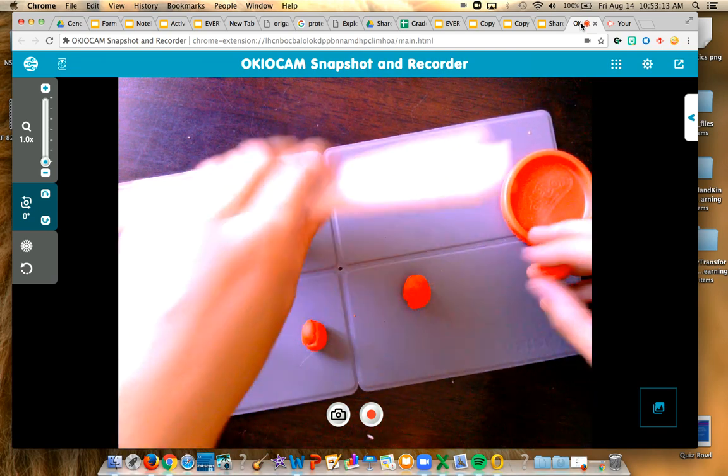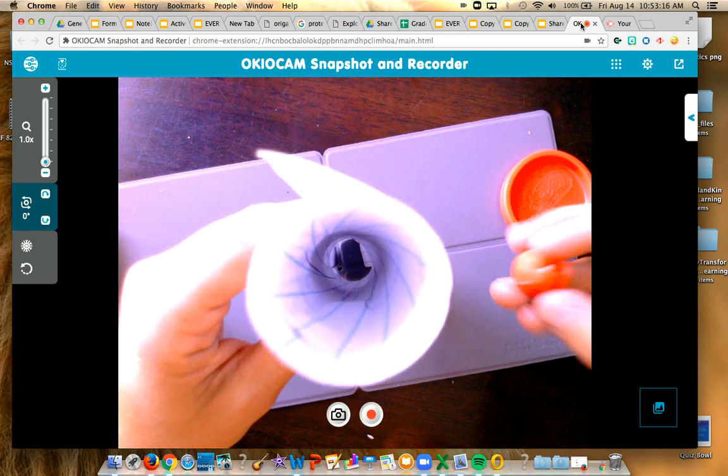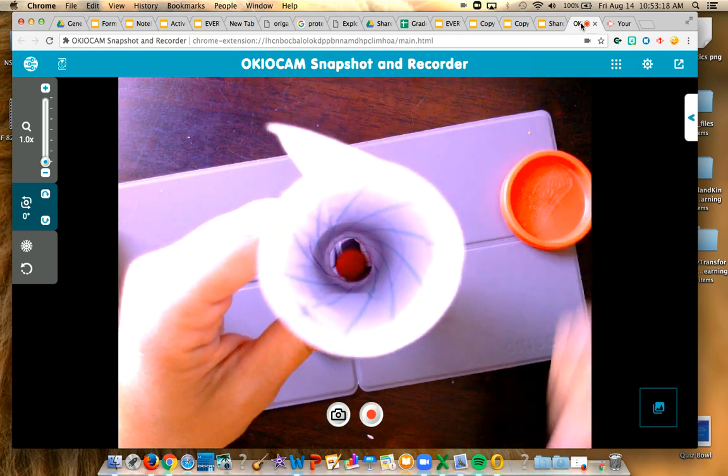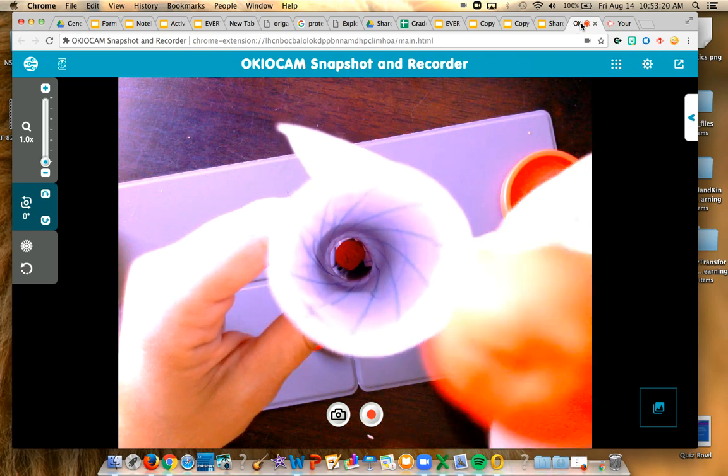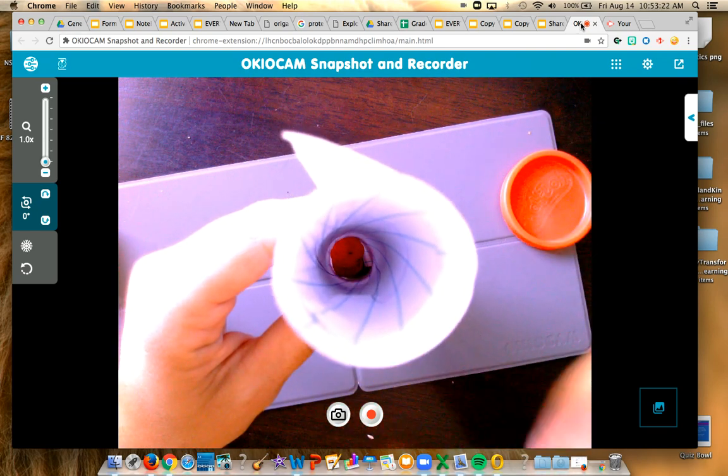All right, so normally what happens when I put a blood cell into the blood vessel? It just goes right through. There it goes.